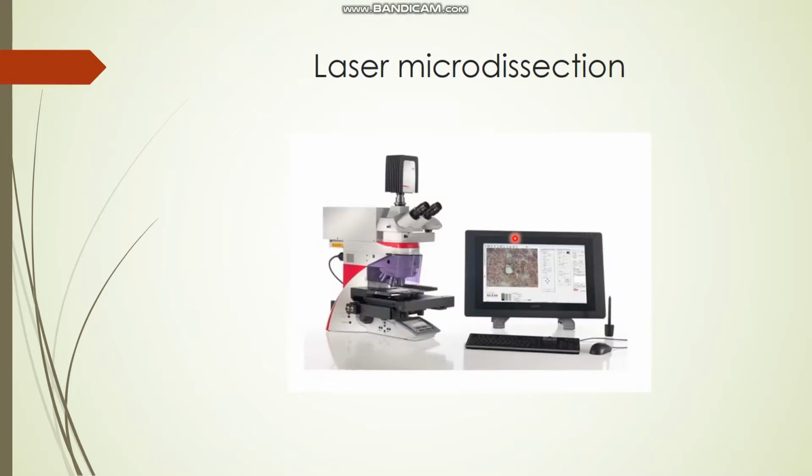Then we have laser microdissection, and in it we use laser through a microscope to dissect selected cells. So we put the selected cells here, and a laser beam is used to cut the cells which we want to study. And here you can see there is a monitor present which will help us to locate those cells.